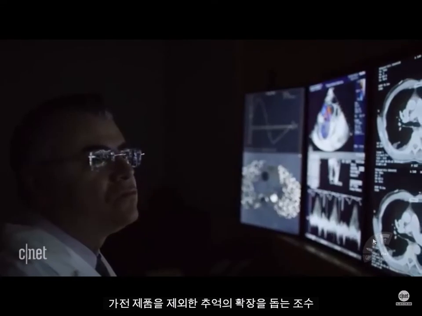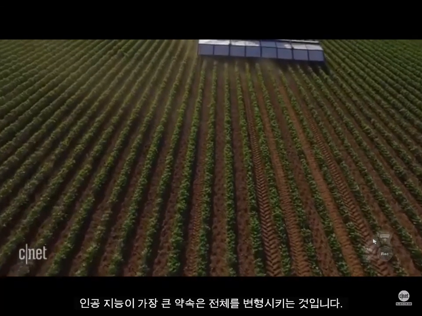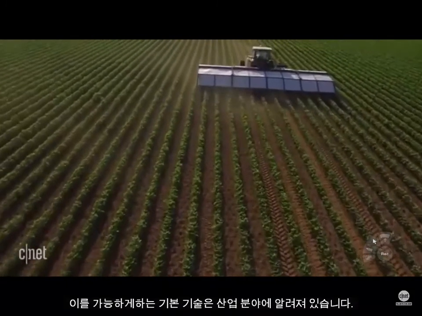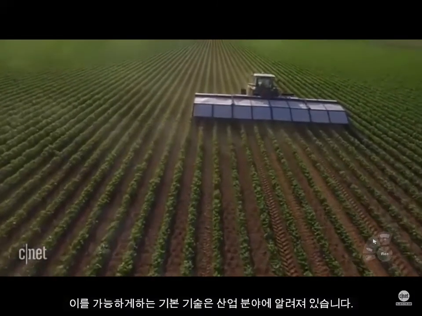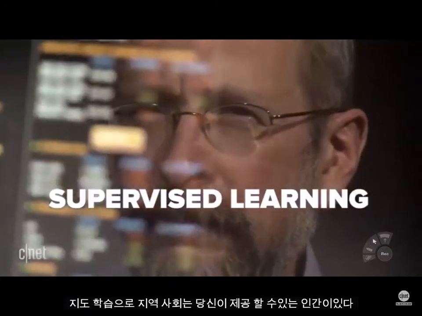Aside from consumer electronics, artificial intelligence's greatest promise may be in transforming entire industries. The underlying technology making this happen is known in the tech community as supervised learning. You have humans who are able to provide the training data for algorithms to then automate a task.